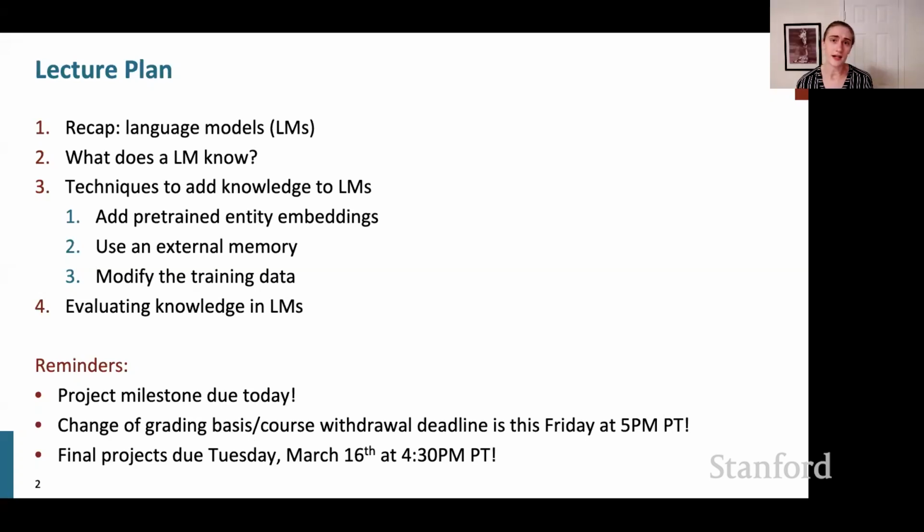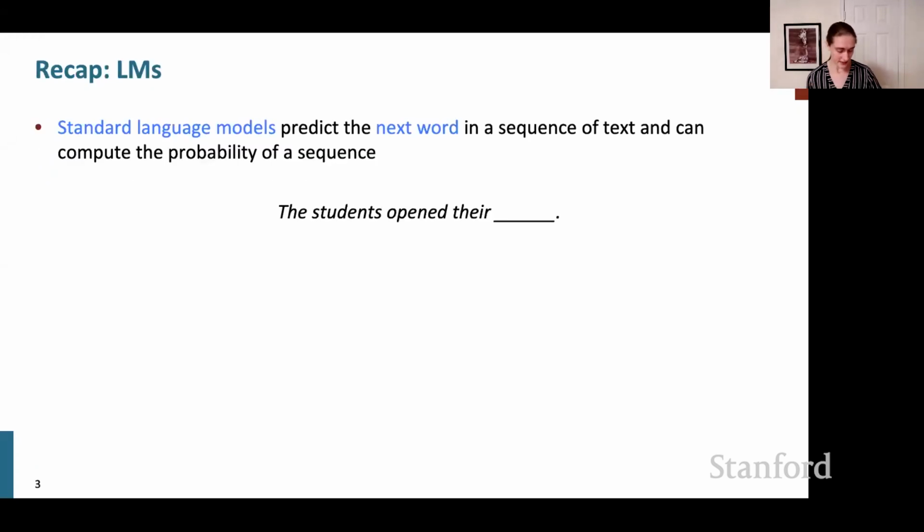We'll talk about 3 broad classes of techniques that researchers have been using to add knowledge to language models. These include adding pre-trained entity embeddings, using external memory or a key-value store, or even just modifying the training data. And for each of these techniques, we'll talk about at least one recent work that used the technique, so hopefully it's clear how to actually employ it in practice. And then finally, we'll wrap up by talking about how to evaluate the knowledge in language models and the challenges that come up in trying to do this. So let's dive right in.